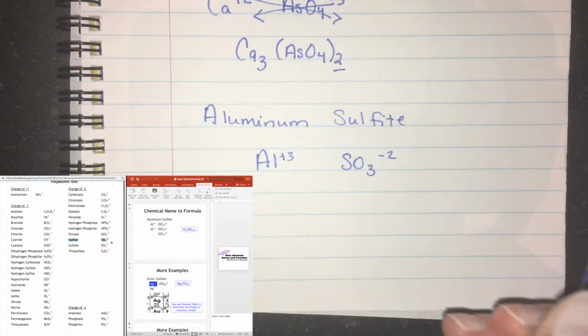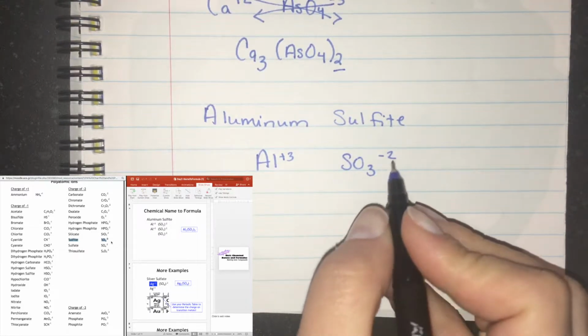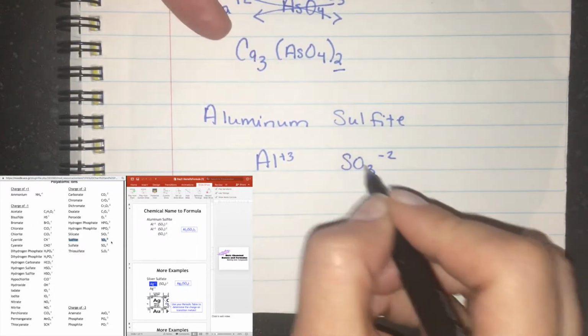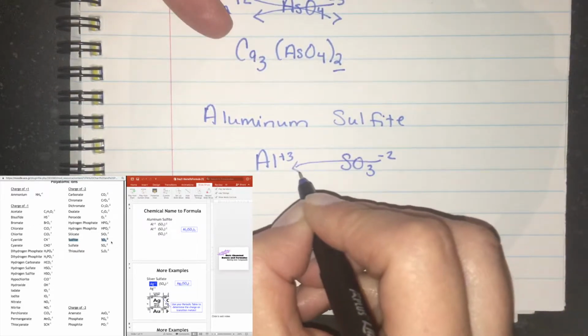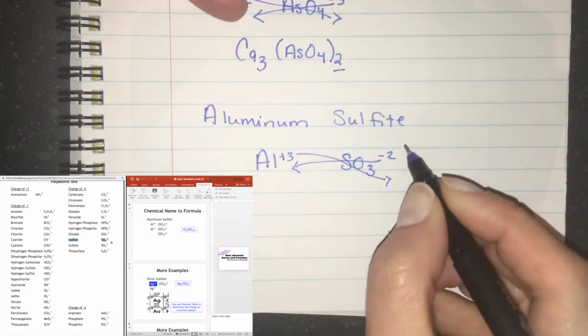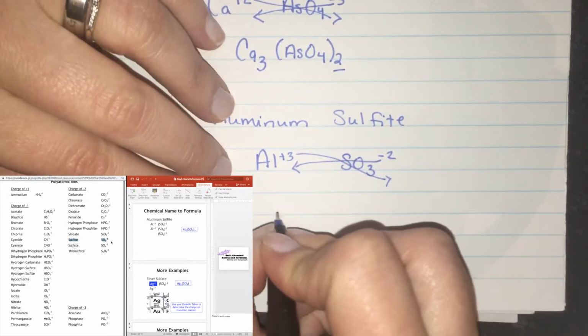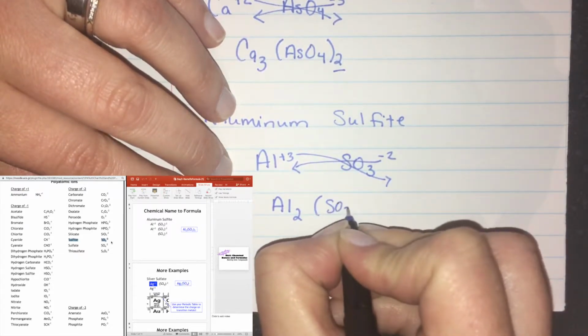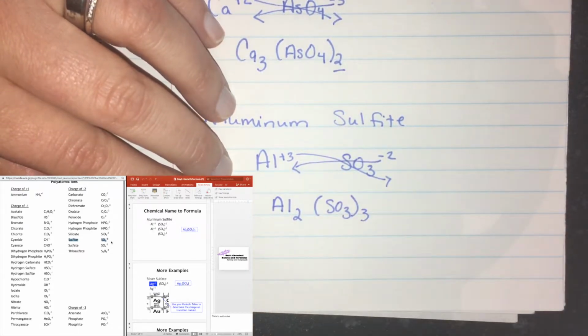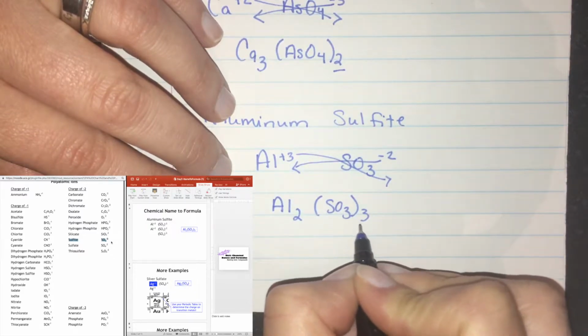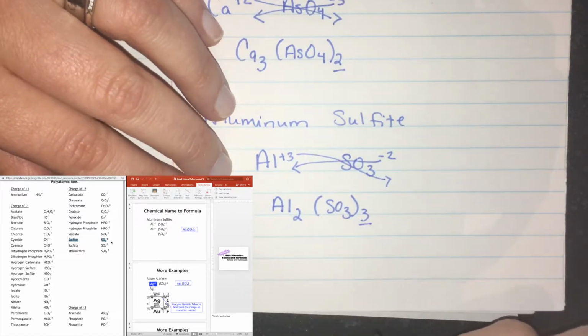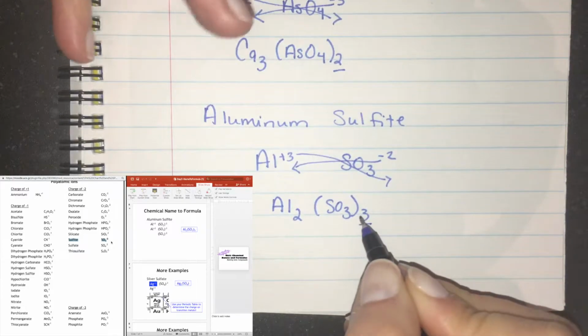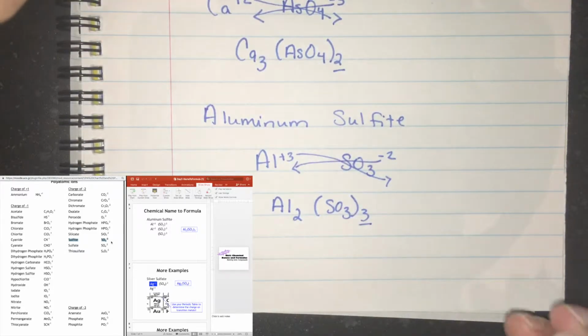Okay, so SO3 with a -2 charge, and now all you have to do is just bring the exponents down. Okay, so that is Al2(SO3)3. And because there's more than one sulfite, we are required to put these parentheses here.